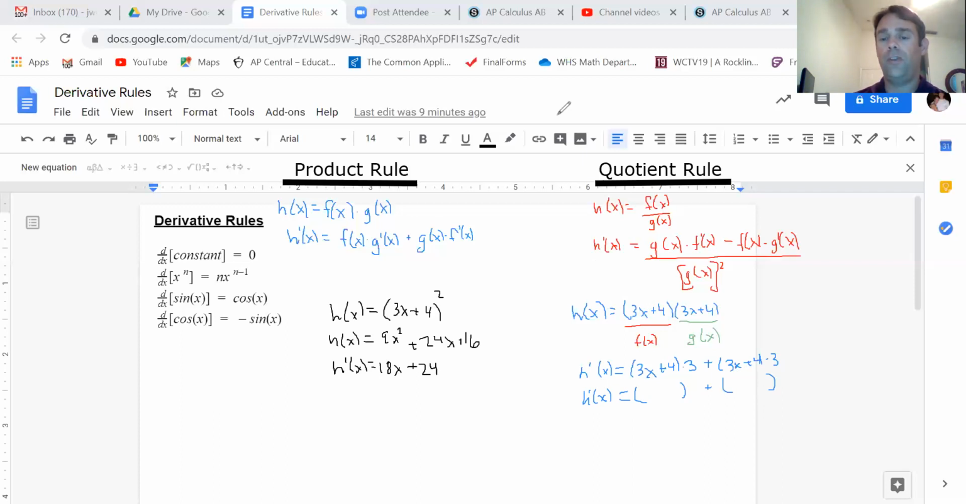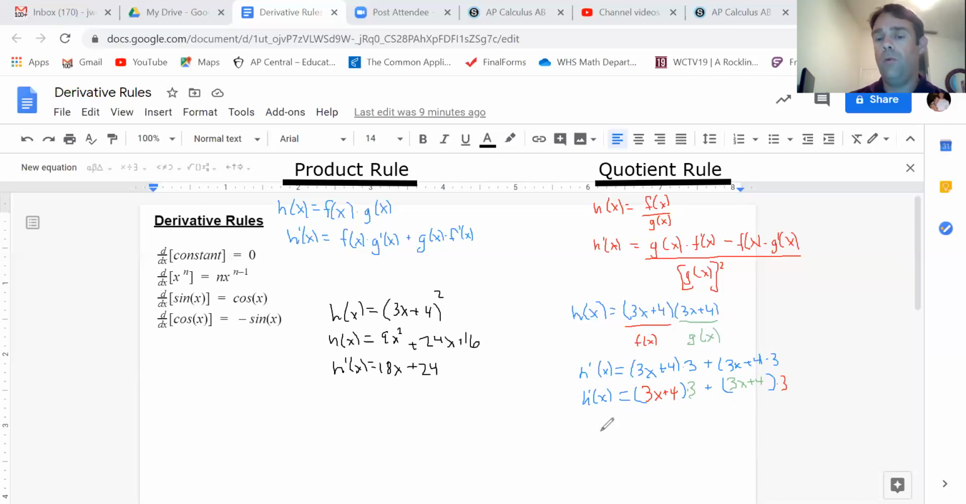So what this said was f of x, so our first function, times the derivative of the second function, plus the second function times the derivative of the first function. Can you see it a little bit better now?